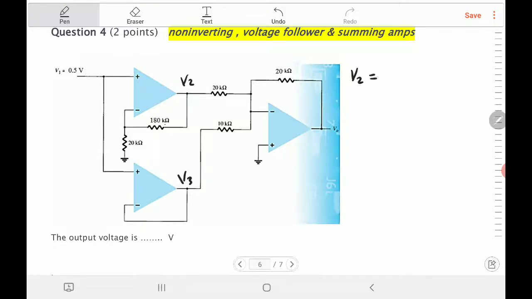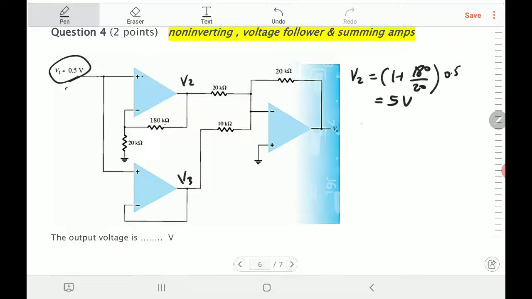So to find V2, I'm sorry, you look at this op amp. It's an amplifier. The input is connected to the positive, so it's a non-inverting amplifier. You use the rule for a non-inverting amplifier: 1 plus the feedback resistance, which is 180 kilo ohm, divided by the other resistance, 20, multiplied by the input voltage, which is 2.5 volt. Then calculate V2, it will be equal to 5 volt.